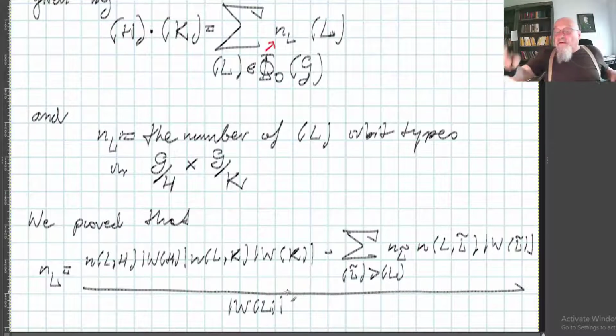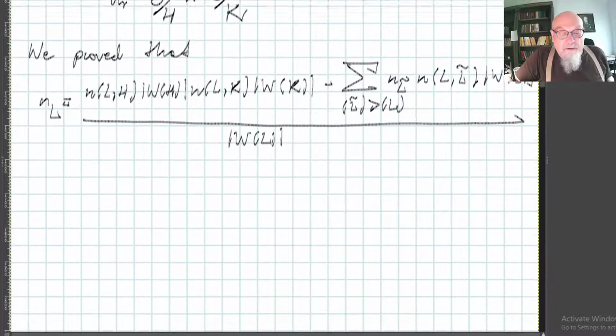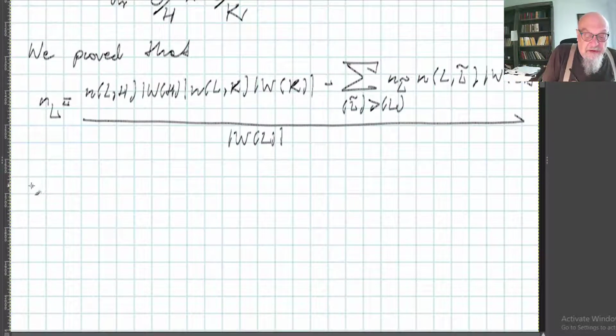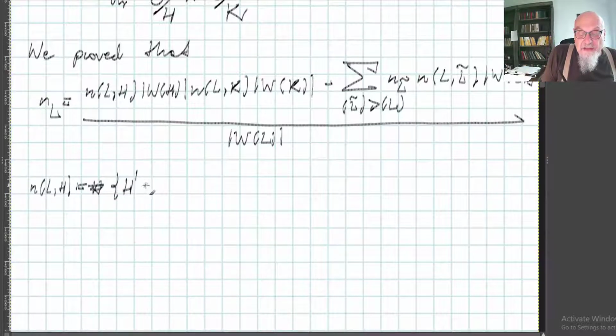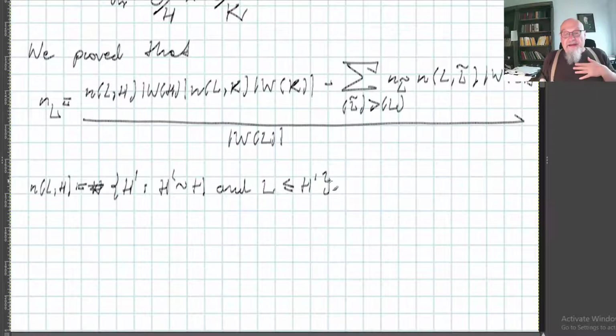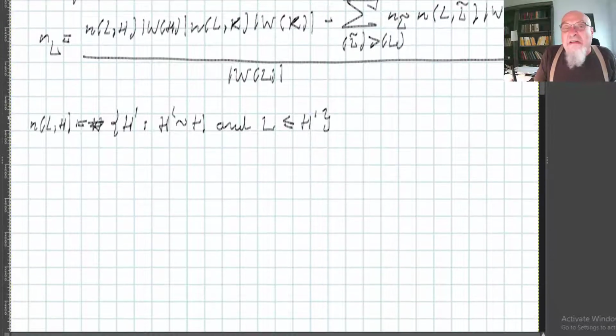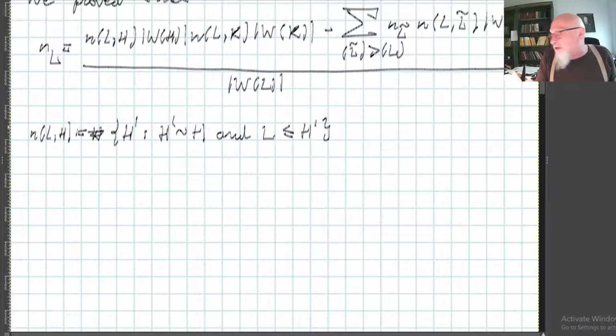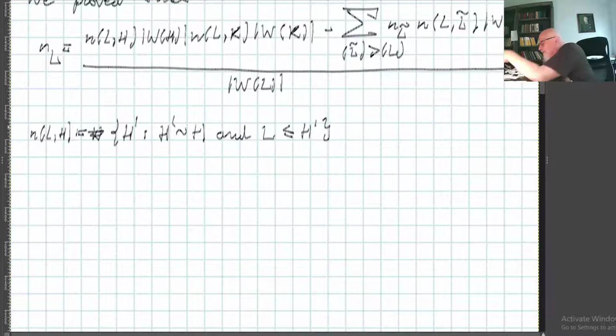Let's use this formula and do an example, a couple of examples. So remember what is the number NLH. NLH is the number, just simply you can say the number of the subgroups H prime, such that H prime is conjugate to H and L is a subgroup of H prime. That number can be, let's say, computed just by inspection. Let me go to the example.